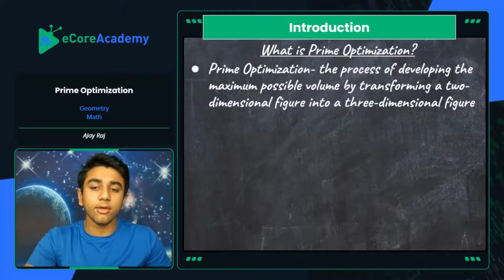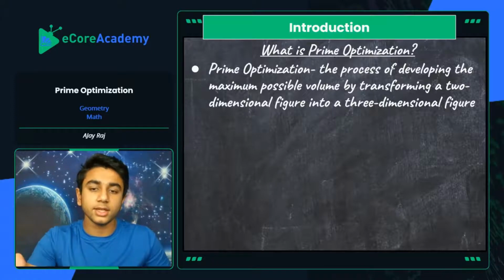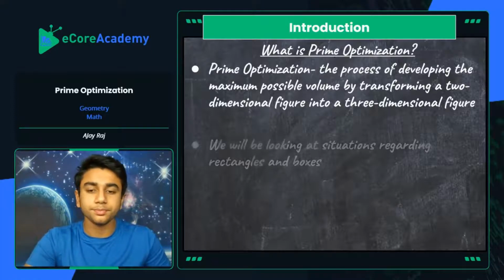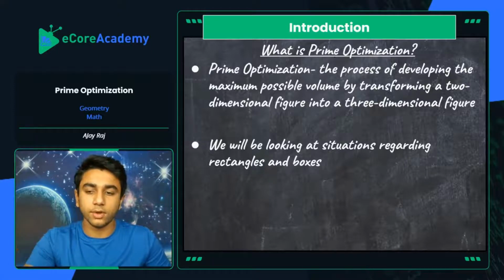So maximizing area also has to do with maximizing the possible area of a rectangle given the length and the width. Given relationships between the length and the width. Given the perimeter, you have to be able to maximize the area, and then of course with the area, you have to be able to maximize the given volume and the dimensions of the given rectangle. So we will be looking at situations regarding rectangles and boxes overall.